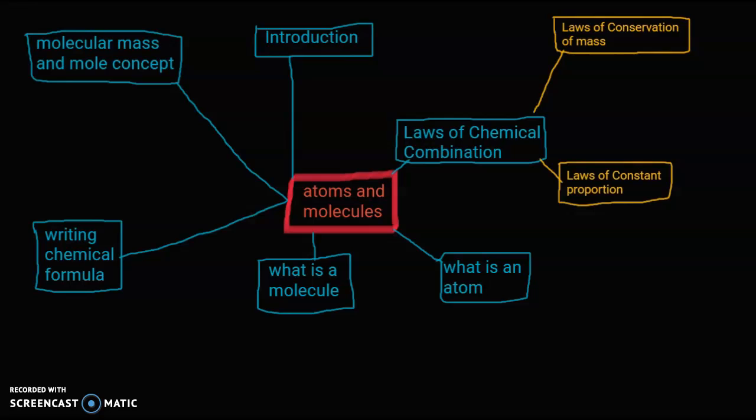And atoms and molecules are made up of elements, and each element has a symbol. So whenever we talk about writing the chemical formula, you will write down the formulas by knowing the symbols of the elements and by knowing the valencies of the elements. What it is we will see in detail later on, but you should know that this is how we write down the chemical formula.